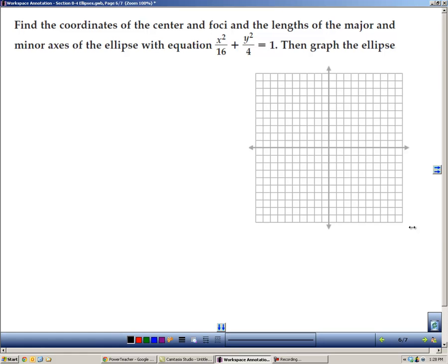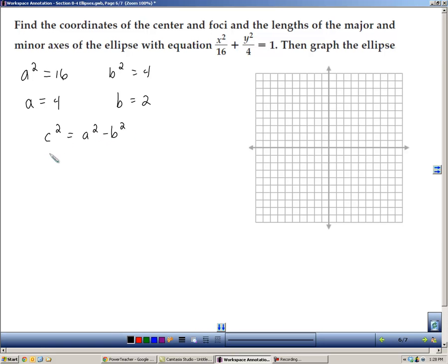So then we have an example here that gives us an equation, and now we've got to find the center, the foci, the lengths of the major and minor axis, and then finally graph it. Well, because of the general form of an ellipse, we know that a squared is 16. So by taking the square root of both sides, we can see that a is 4. We also know that b squared is 4, and by taking the square root of both sides, we know that b is 2.